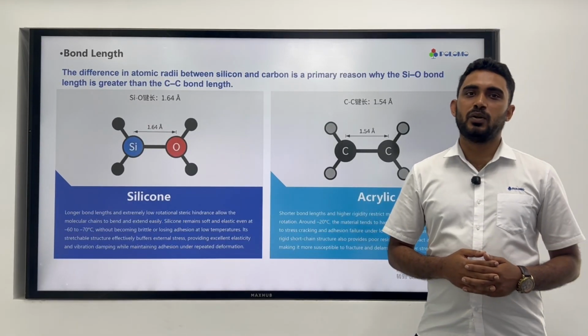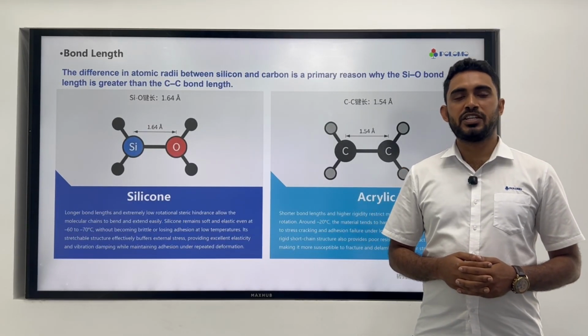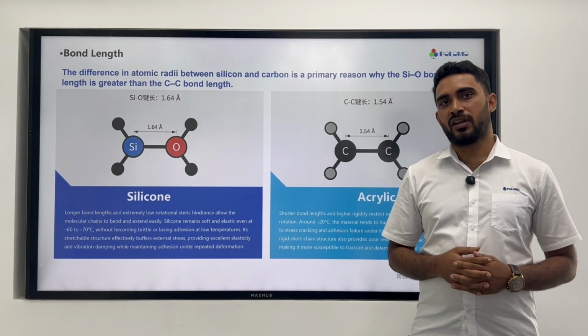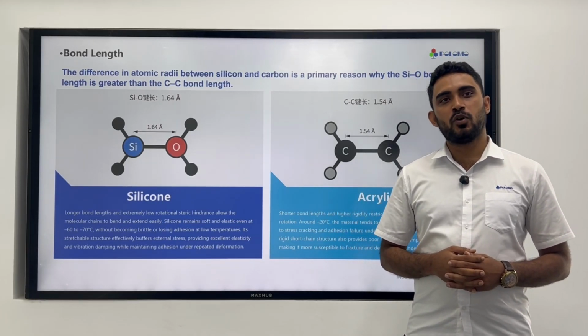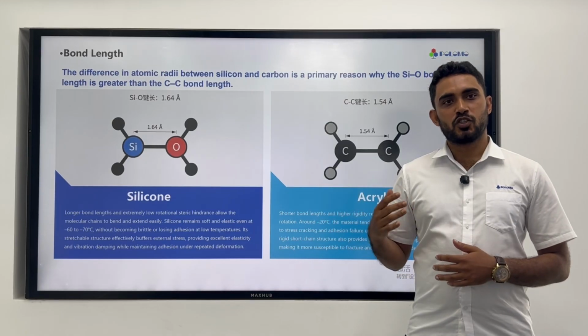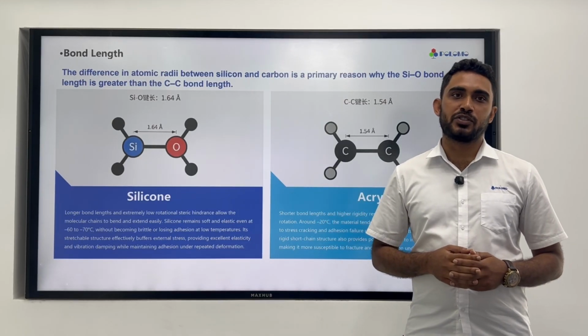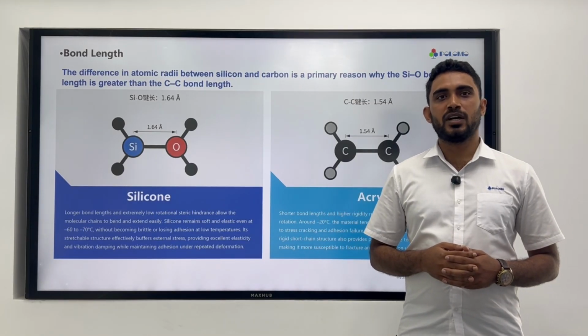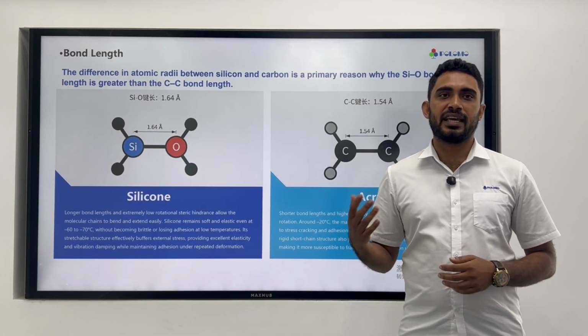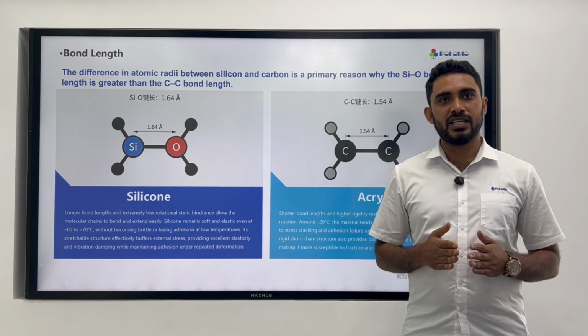Next, let's talk about the bond length. Because silicone atoms are larger, the silicon-oxygen bond length is 1.64 angstroms. The carbon-carbon bond in acrylic is shorter, only 1.54 angstroms. That might seem tiny, but it has a big effect. Longer bonds mean the molecular chain can bend and stretch more easily.